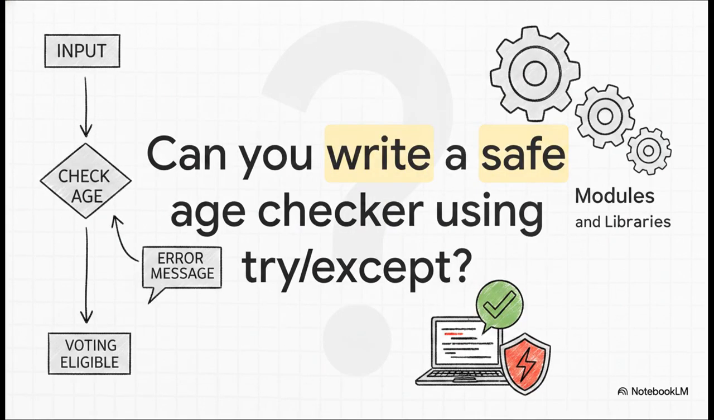So I'm leaving you with a provocative challenge to solidify everything you just learned. Can you build a safe age checking app? Try writing a program that asks a user for their age, converts it to an integer to check if they're eligible to vote, but absolutely refuses to crash even if they type out text words instead of numbers. How will you structure your except block to guide them back safely?